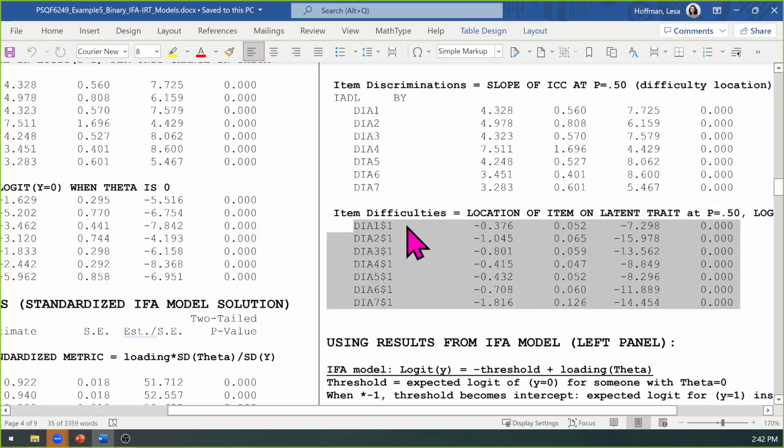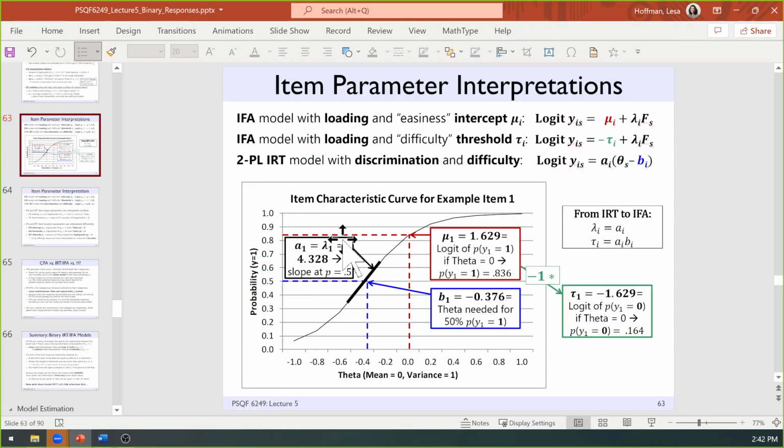So the conversion into difficulties, let me remind you where the formula is. So here's a plot that has the ICC for item 1. This is slide 63. So the item 1 slope is 4.3 at the point of difficulty. What we just looked at are the parameters given by the red line here. So the red line gives us the location on y that corresponds to a theta of 0 on x. We're moving over from the red line to the blue line to talk about difficulty. Difficulty anchors on y equals 0, probability of 50-50, and difficulty tells you how much x you need to have a y of 0.